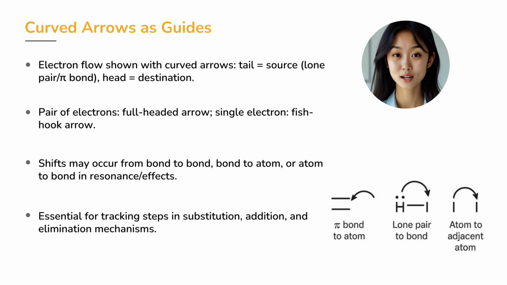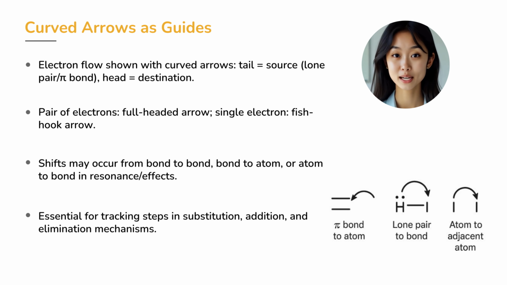Now, the most artistic part of organic chemistry, the curved arrows. They are like Google Maps for electrons. A full-headed arrow means the movement of a pair of electrons, while a half-headed fishhook arrow shows the movement of a single electron. For instance, in resonance, you may shift a pi bond towards an atom, or a lone pair towards a bond, or push a bond between two atoms into one atom.